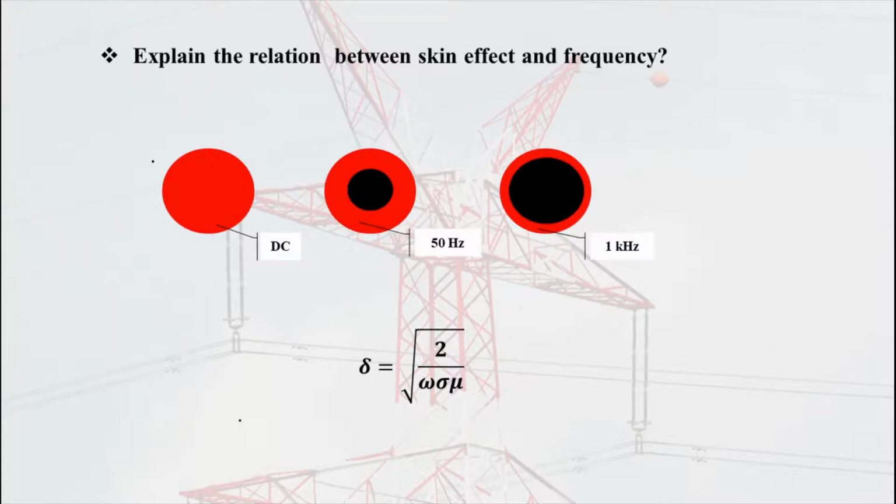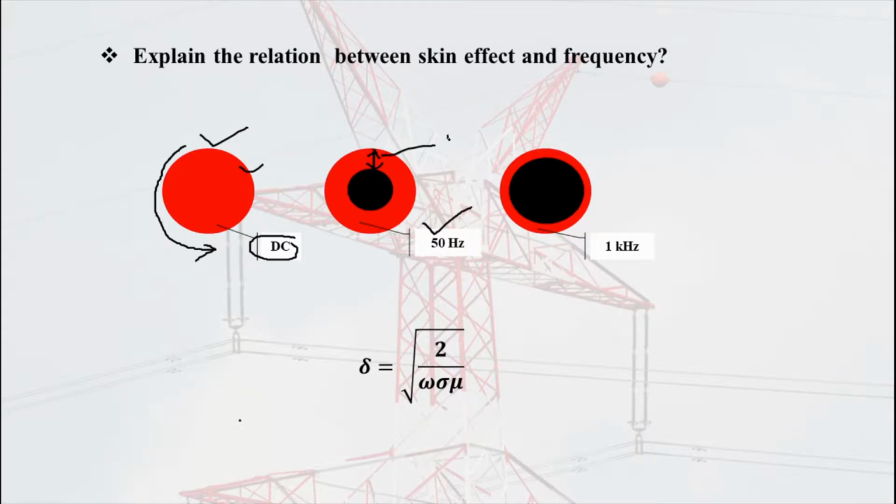See these conductors. Here the red portion shows the area over which current flows. For DC current, the current flows through the entire cross section. As I already told you, for DC, current density is constant. It means current is uniformly distributed over the entire cross section of the conductor in case of DC. Now at 50 Hz, suppose frequency f is equal to 50 Hz, then the current flows through this smaller area. You can see that current is flowing up to the depth delta, and this delta is very small.